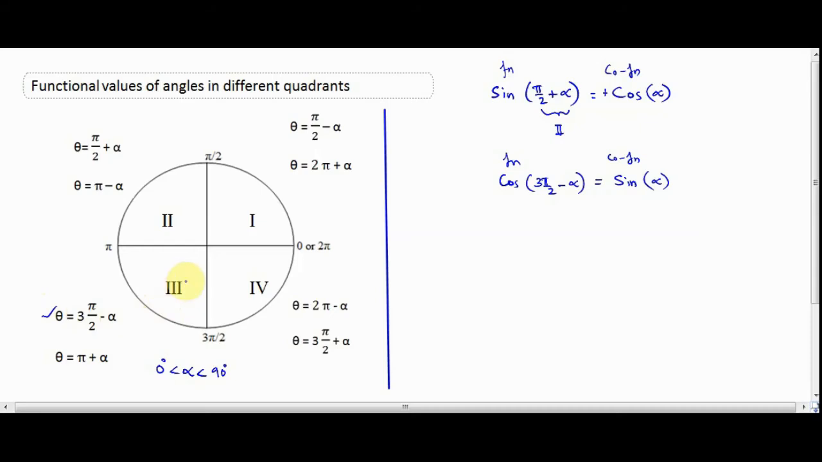In third quadrant, cosine function is negative. So here we have to assign a minus sign. Okay, so this minus sign depends upon the positivity or negativity of the function in the quadrant in which this angle belongs. So this angle belongs to the third quadrant, and in third quadrant cosine function is negative, so we are assigning a minus sign here. Okay, now let's see another example.